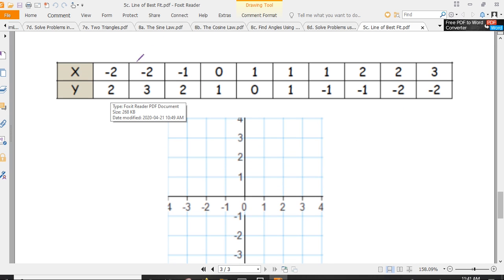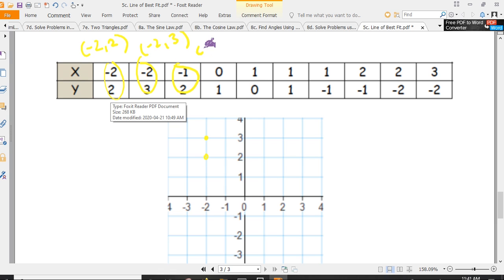So with the second last one, remember these just represent coordinates, right? So I don't know why that's there, but that's fine. So the first coordinate here would be -2 and 2. So where would that point be? -2, x first, and then y, -2, 2. The second point would be -2 and 3. -2 and 3 up here.